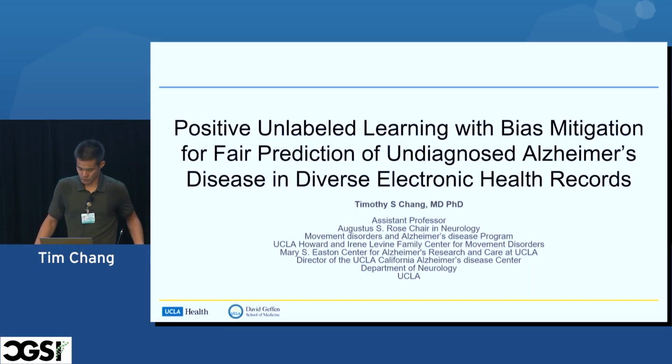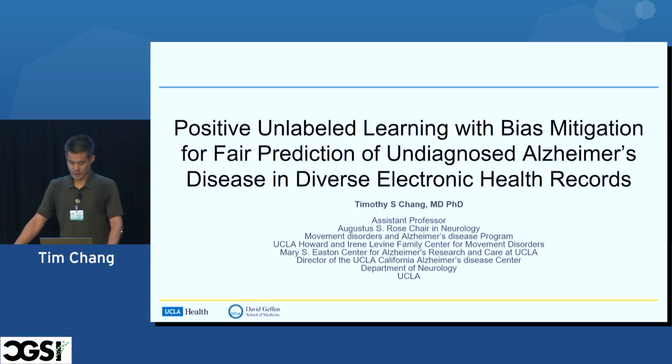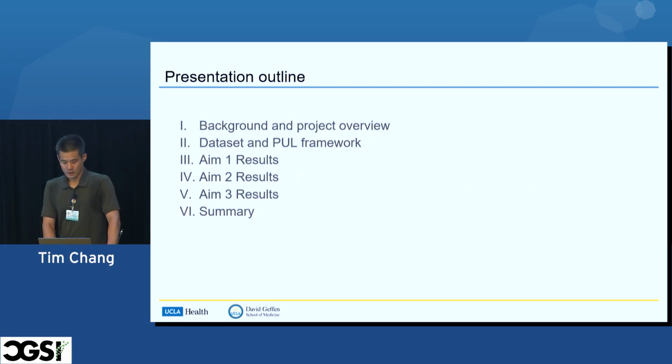I work in neurology. So our lab mostly focuses on EHR and genetics, and I also see patients, Alzheimer's and movement disorder patients. So today I'll be talking for some time about this positive unlabeled learning we've been working on to try to identify undiagnosed Alzheimer's from the EHR here at UCLA. Briefly, we'll talk about the background and the data set we're using, results, and some summary.